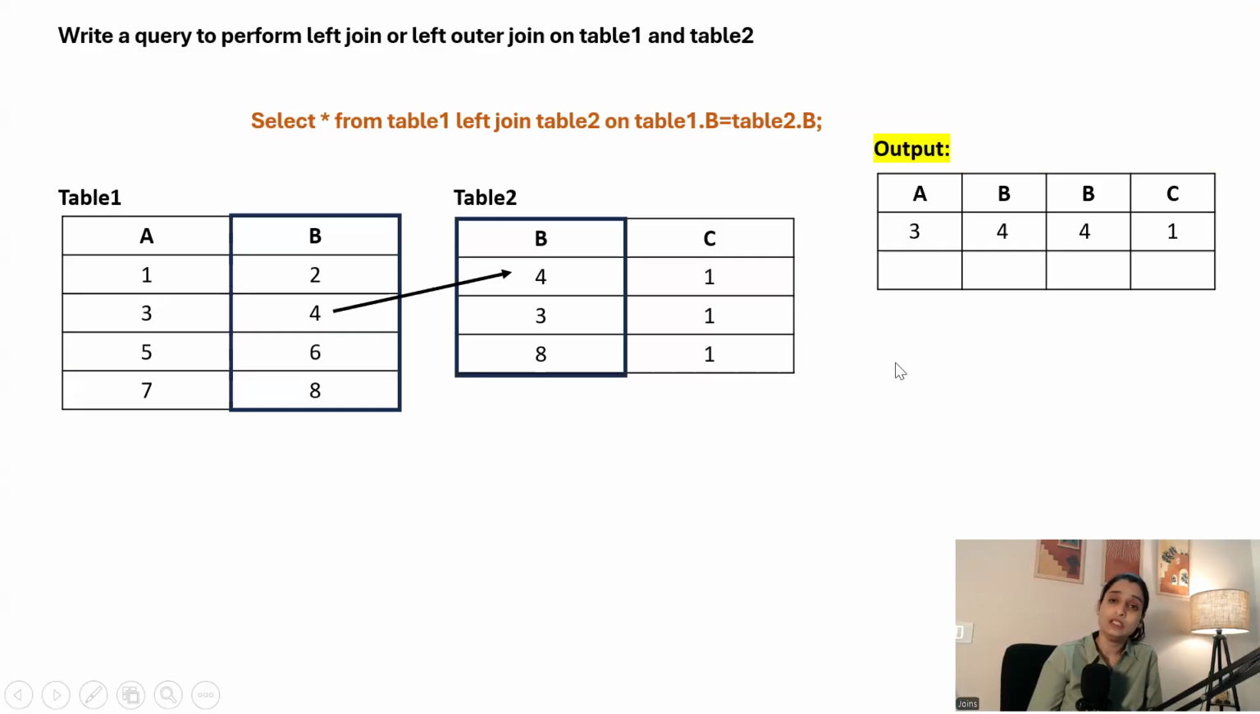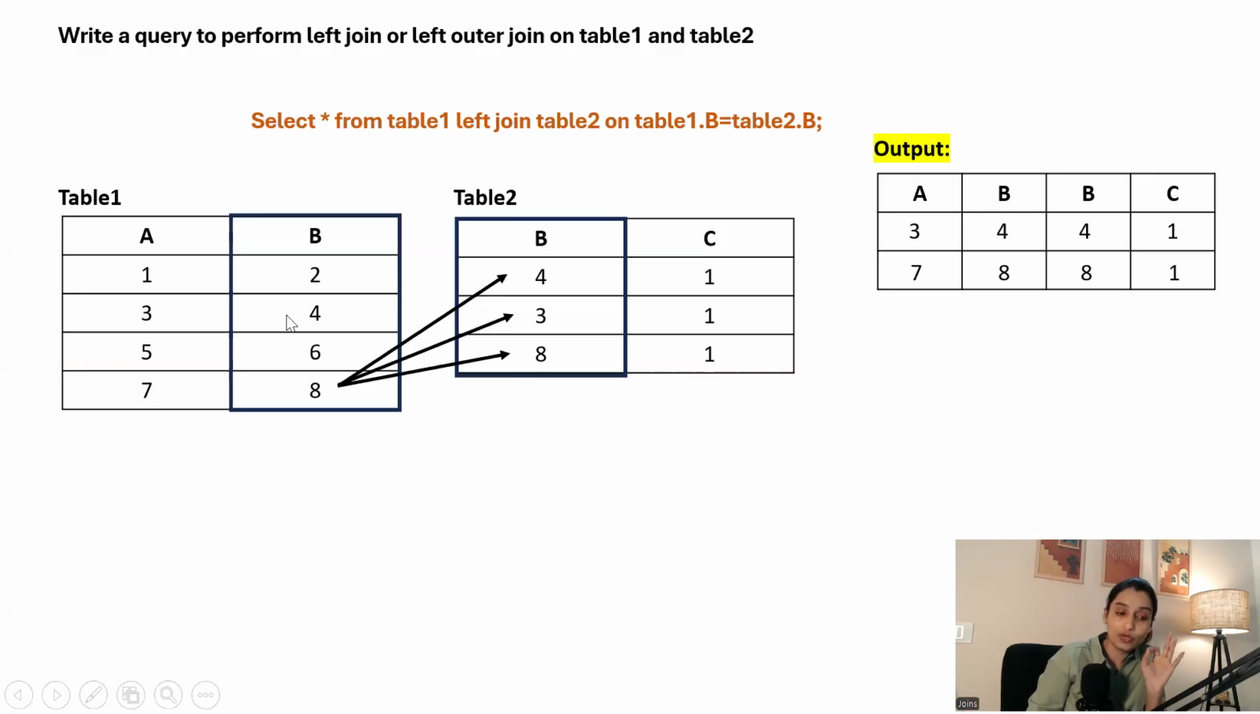In a similar way, is 4 matching anywhere else? No. Is 6 matching anywhere? No. Is 8 matching anywhere? Yes. In the output you can check, I got 7, 8, 8, 1. So all the columns you have mentioned, wherever matching records are there, I got all columns from both the tables.